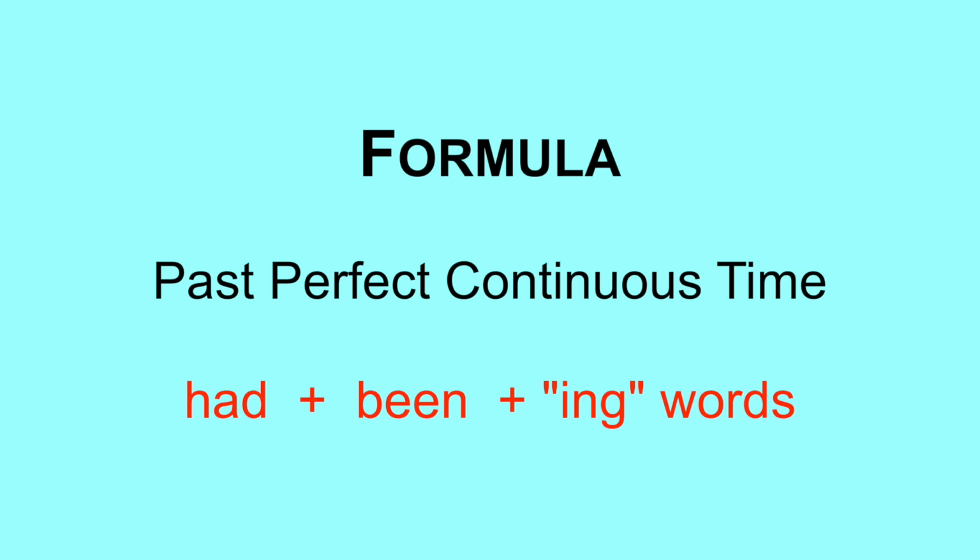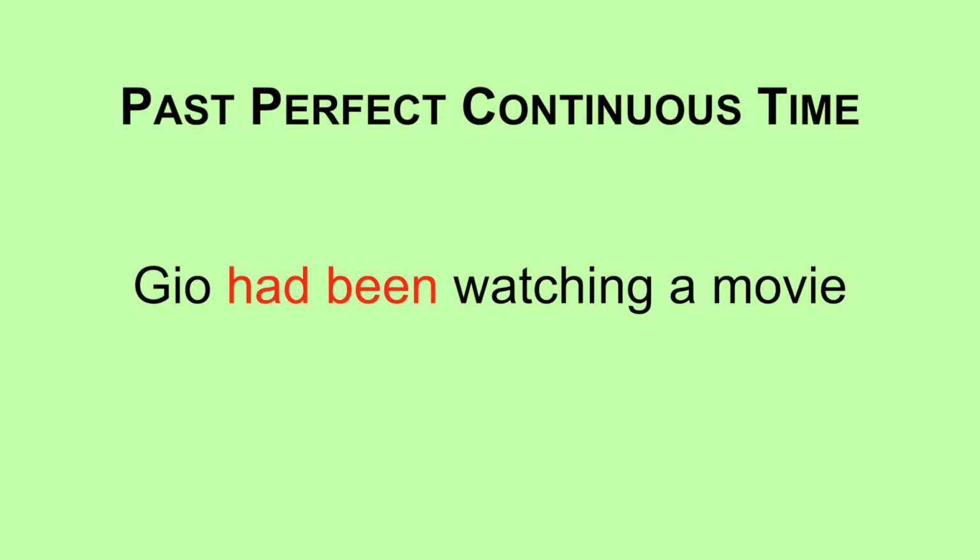Next one is past perfect continuous time. What is the formula for past perfect continuous time? Had plus been plus ing words. What is the example for past perfect continuous time? Gio had been watching a movie. What's the meaning of past perfect continuous time?